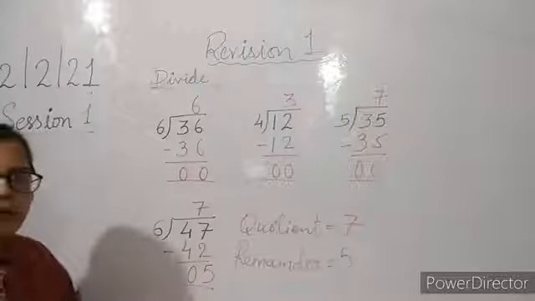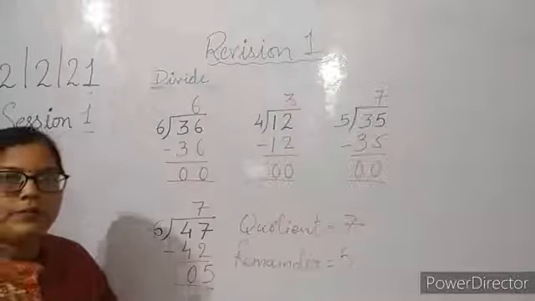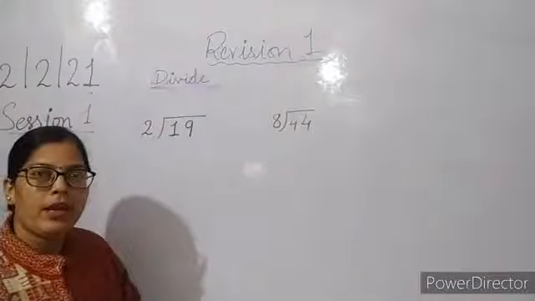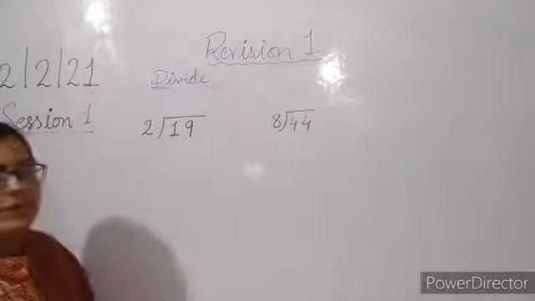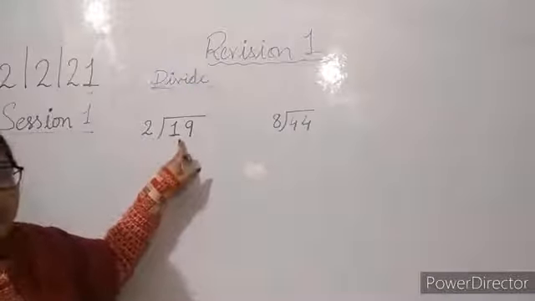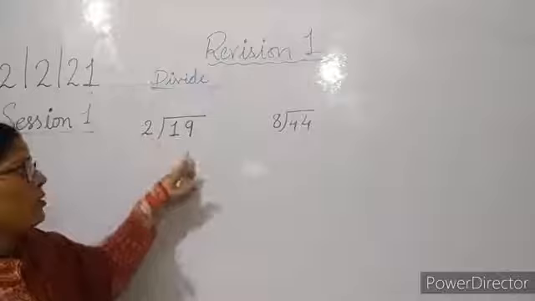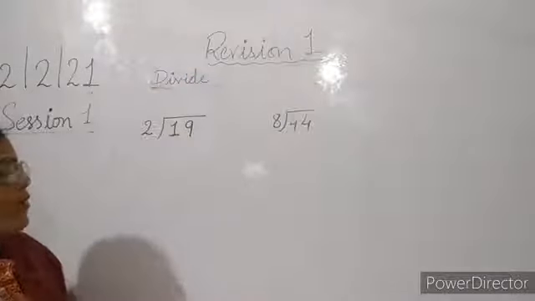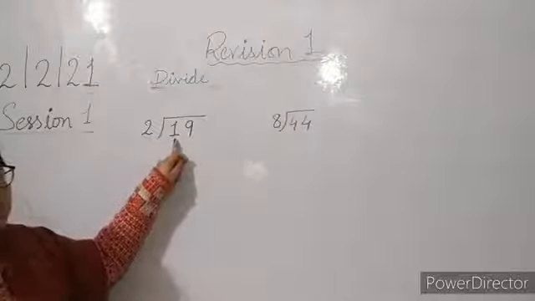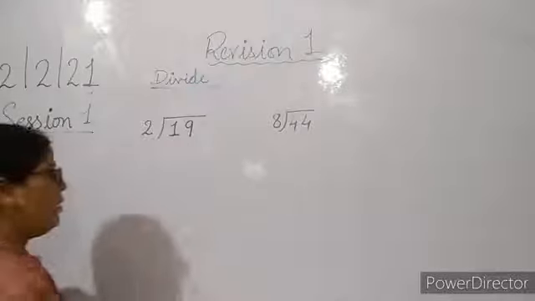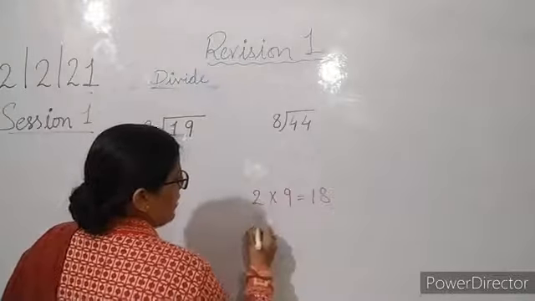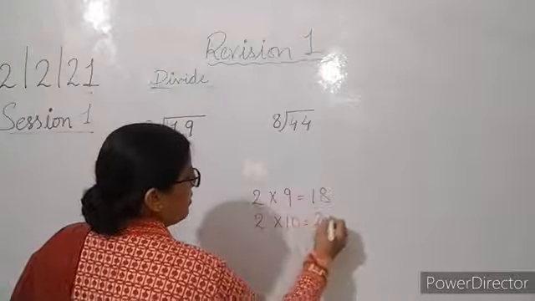We'll see some more questions. Now, here you have to divide 19 by 2. So you have to recall the table of 2, till you reach the dividend or the numbers around the dividend, that is 19. When you recall the table, the two numbers you get around 19 in the table of 2 are 2 9s are 18 and 2 10s are 20.